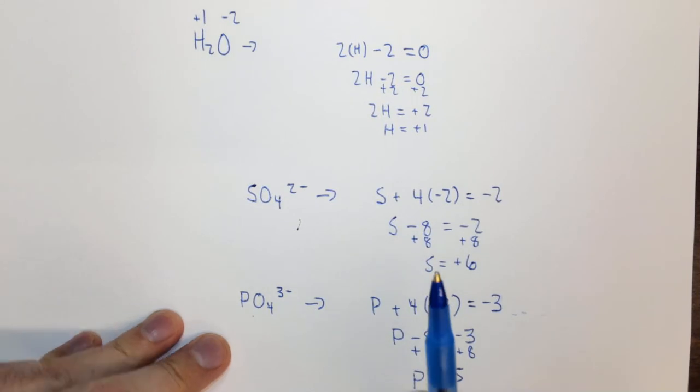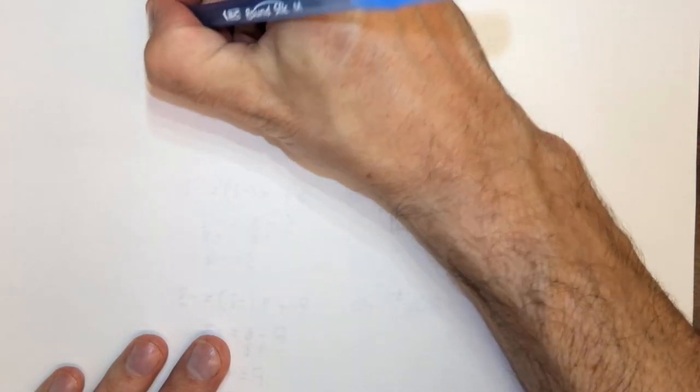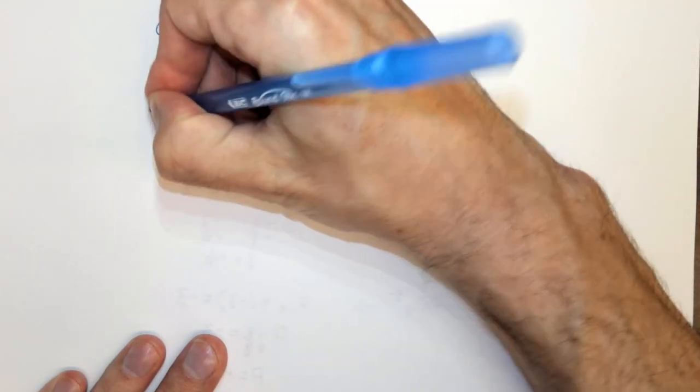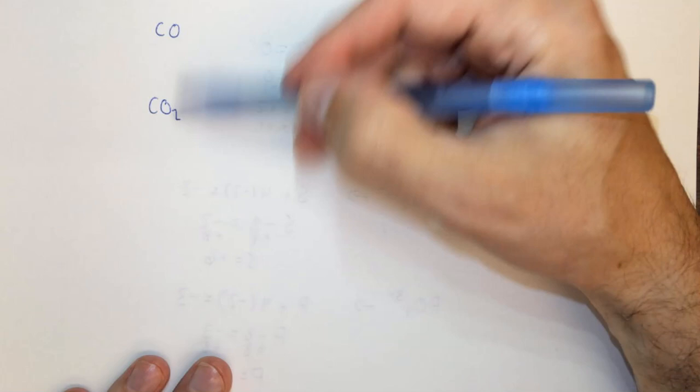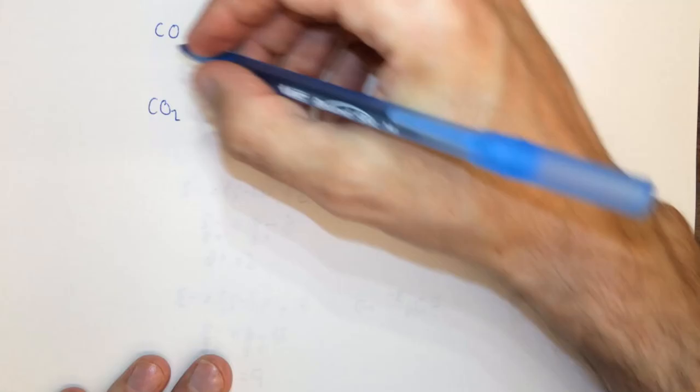Let's do a couple more examples of finding oxidation states. Let's look at an example of CO and CO2. And in both cases, we want to find the oxidation state on carbon.